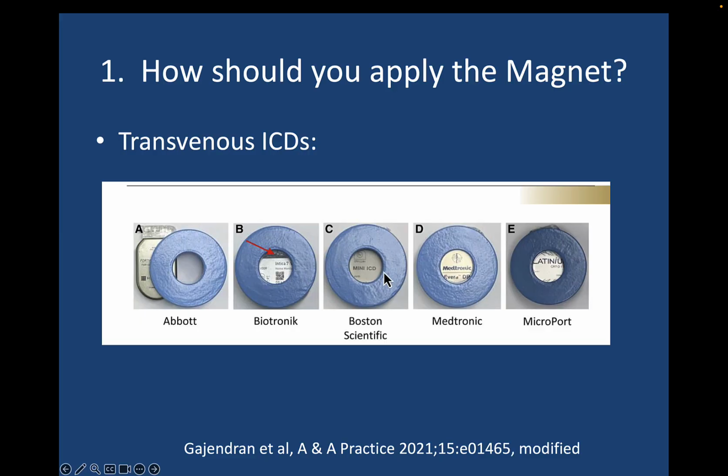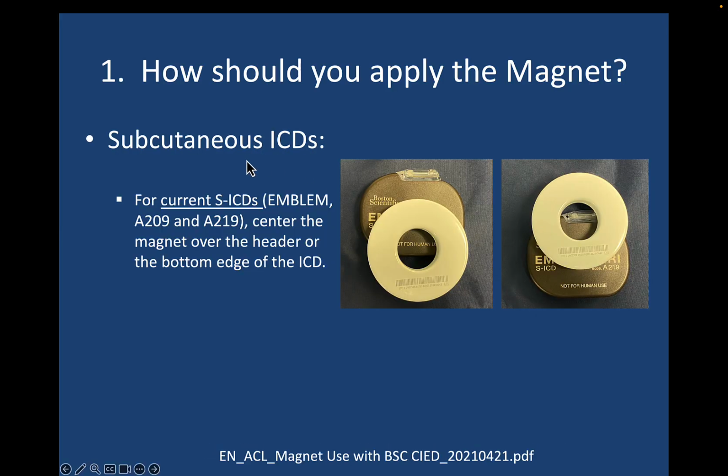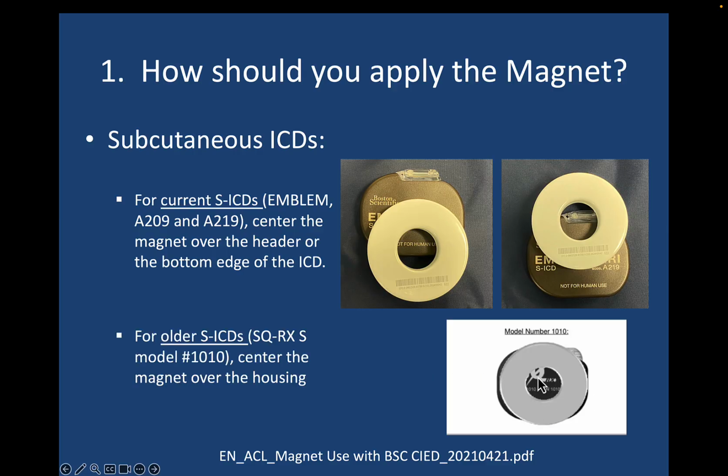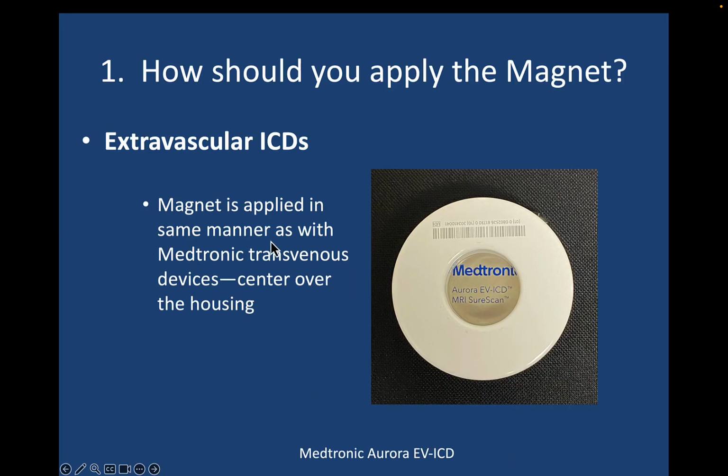Pretty straightforward for those. If you have a patient who has an S-ICD from Boston Scientific and it's a current device, the magnet should be placed over the bottom of the device or over the header of the device. If it's an older device, then you should put the magnet right over the center of the housing of the Boston Scientific ICD. And if the patient has an EV-ICD by Medtronic, the Aurora, then the company says to put the magnet right over the center of the housing, just like its recommendation for a transvenous Medtronic ICD.